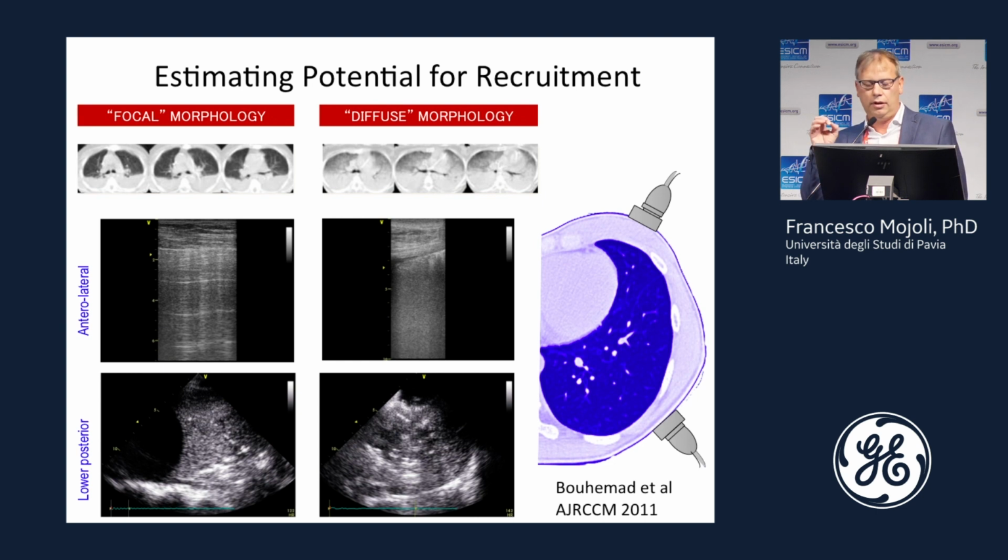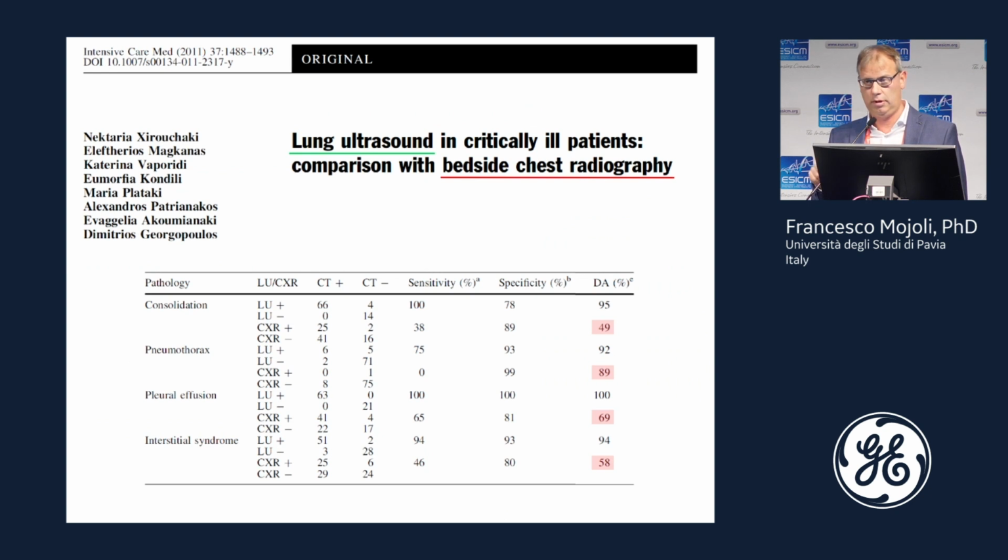I think that lung ultrasound, so checking the anterior regions of our patient with a probe, is a very easy, fast, and reliable way to assess lung morphology and predict recruitability in our patient because lung ultrasound has a clearly better diagnostic performance compared to standard chest X-ray, at least in ICU patients.